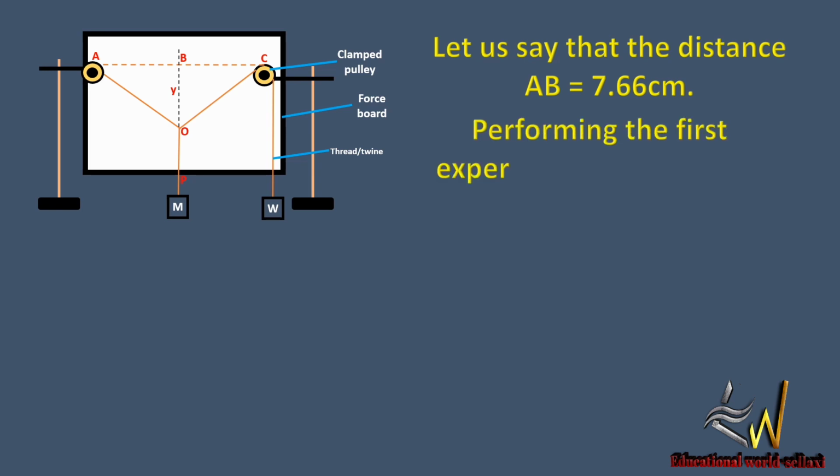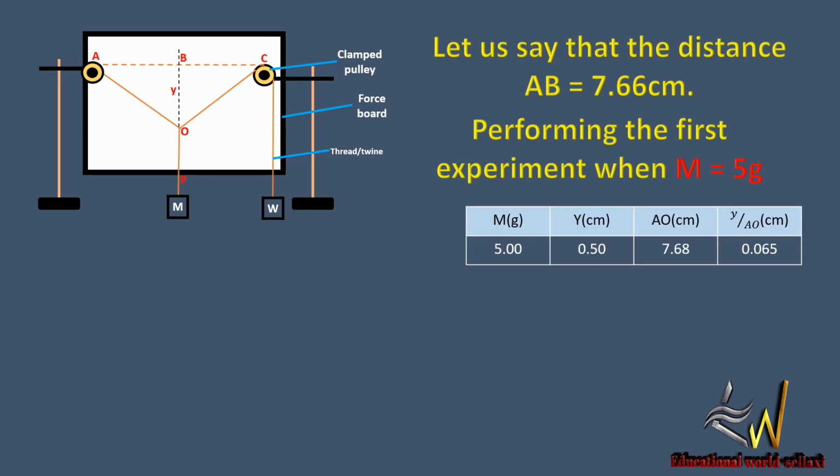Performing the first experiment, when M is equal to 5 grams, our values are as recorded. When M is equal to 5 grams, Y is equal to 0.5 centimeter, AO is equal to 7.68 cm, and Y over AO is equal to 0.065.